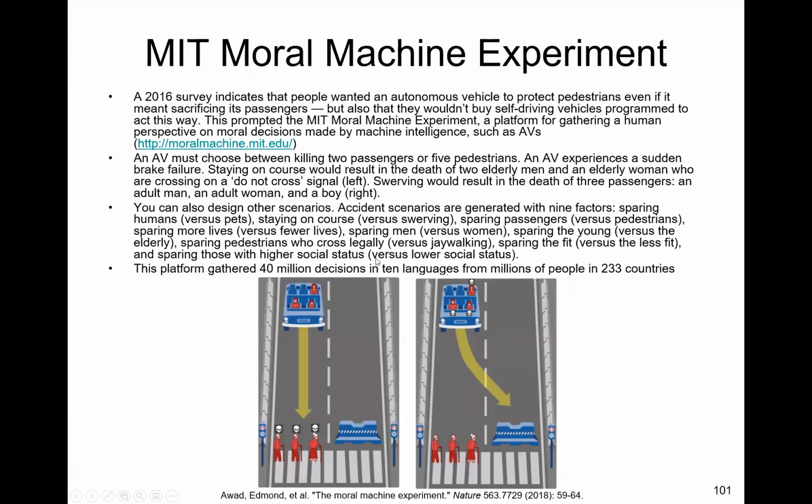Yeah, here are 2 passengers killing 2 passengers or 5 pedestrians. So accident scenarios are generated with 9 factors: sparing humans versus pets, staying on course versus swerving, sparing passengers versus pedestrians, sparing more lives versus fewer lives, and so on. So it generated 40 million decisions in 10 languages from millions of people in 233 countries.